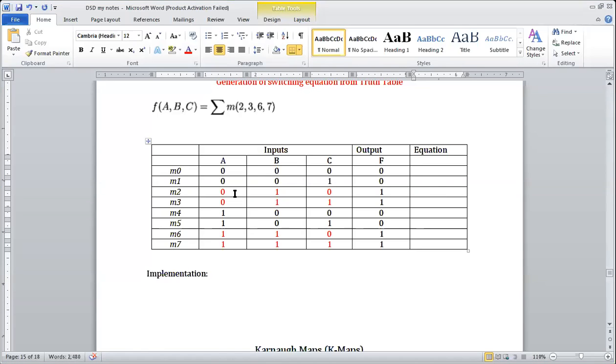Okay. So for this combination, I'm going to write it as A bar B C bar, and for this A bar B C, and for the M6 combination it is A B C bar, and A then B C, ABC. Right, this is now okay. This is what I have got: some product terms or min terms for these inputs.